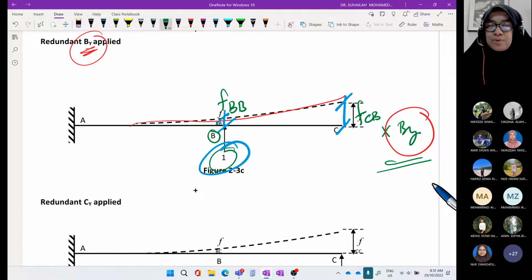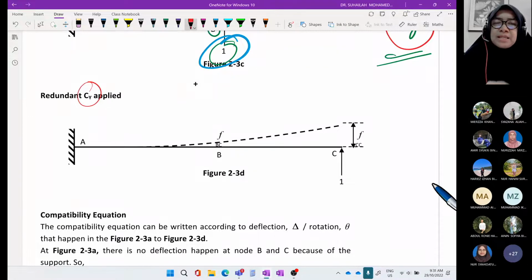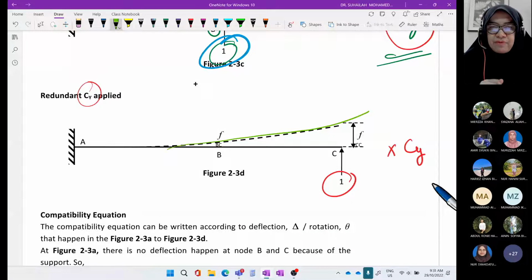Okay, this diagram, do you have any question? No questions. Okay, so now we move to redundant CY applied. For redundant CY applied, we have a cantilever beam subjected to a unit value of CY. So what happened? The beam deflects, and we have to mark the delta. The delta occurs at two positions: one at position B, the other at position C. Both we label as F.